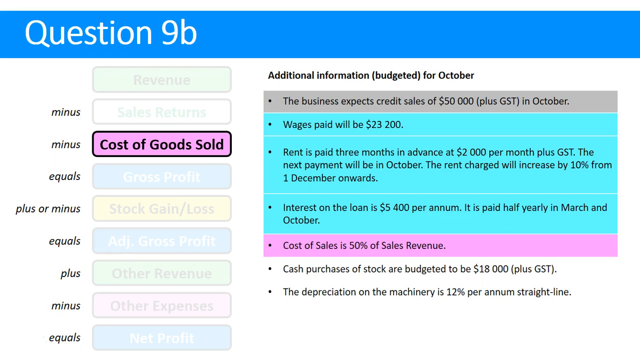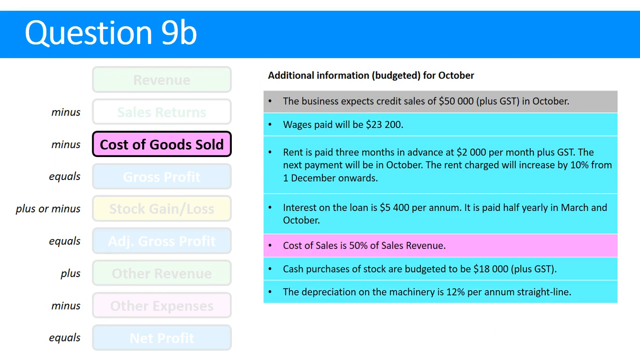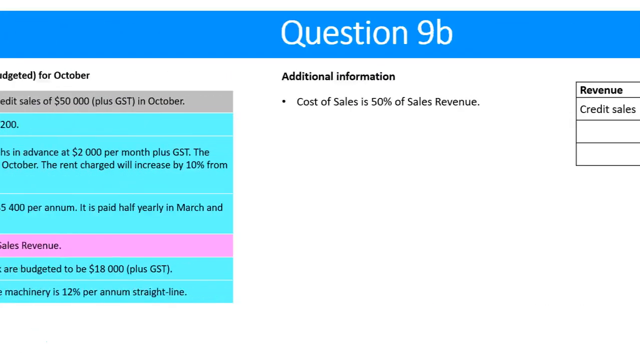We'll keep going through the info to see if there's any more cost of goods sold. We're told we're going to buy $18,000 of stock. Now that is not an expense, that's actually an asset, so we can ignore that too. And lastly, we have the depreciation, which is another expense. So the only item we need here is the cost of sales is 50% of revenue.